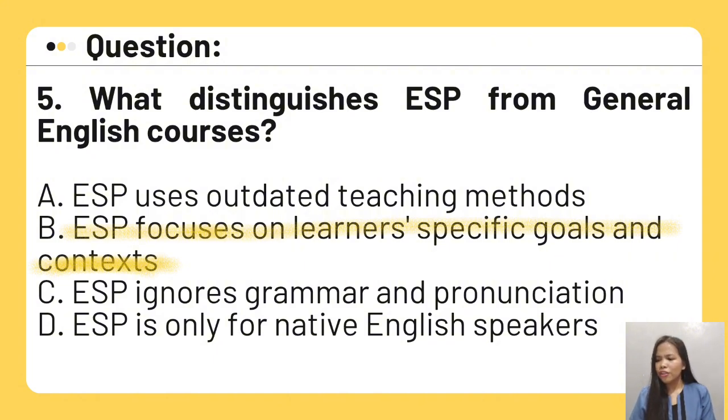So, why are the others incorrect? Choice A: ESP employs modern, context-relevant methods. C: Grammar and pronunciation are included as needed. While for letter D, ESP is designed for non-native speakers with specific English needs.